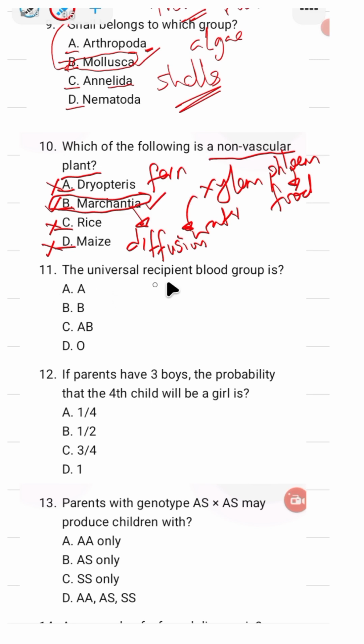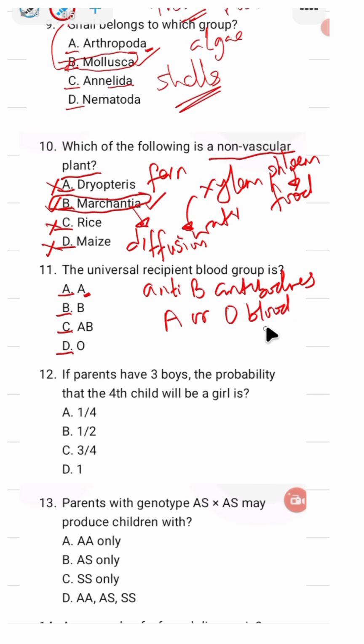Next one, the universal recipient blood group is dash. You have option A, option B, B, option C, AB, and option D, O. Let's look at them one by one. People with blood group A have anti-B antibodies in their plasma. So that means they can only receive A or O blood types. That's what they can receive.